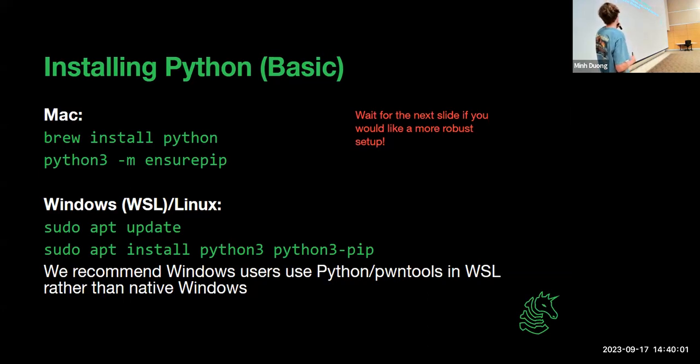If you're on Windows, do this through WSL. So apt update and then install python pip. Don't install it through Windows. It's going to be a painful experience.